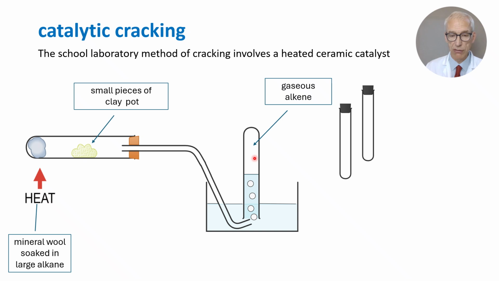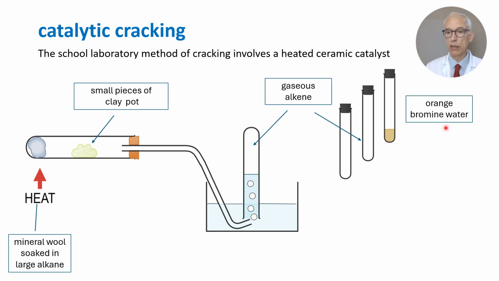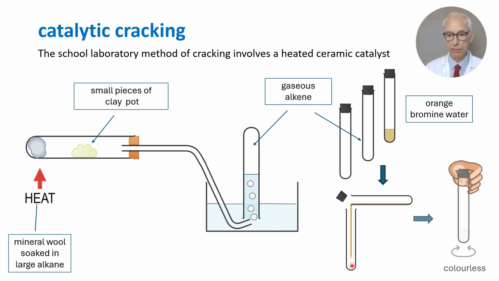The gaseous alkene results. Now, the first test tube, if you do this experiment, tends to be expanded air. The second test tube is the gaseous alkene. Now, how do we show we've got some gaseous alkene? Well, the chemical test is an effect on orange bromine water. If we mix orange bromine water into the alkene and shake, then there's an immediate change from orange to colorless. That is the chemical test for an alkene.